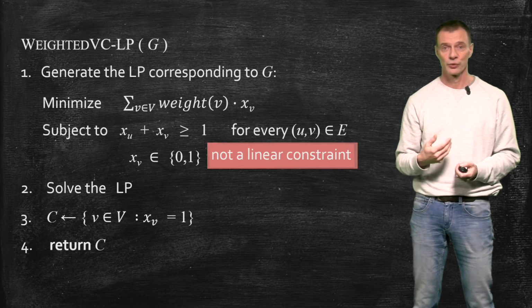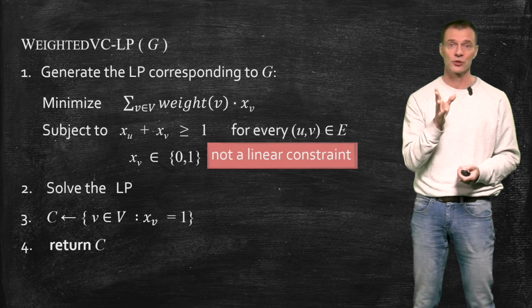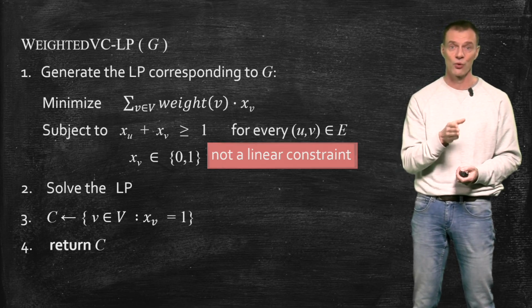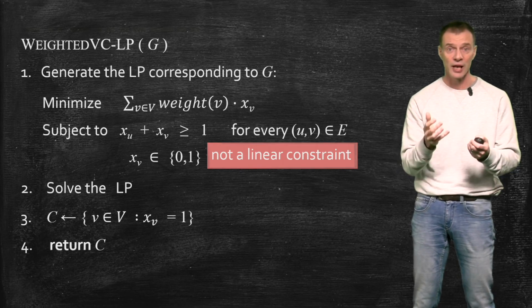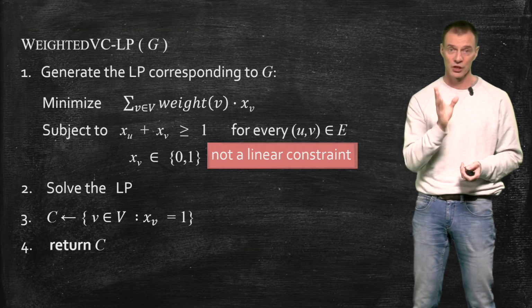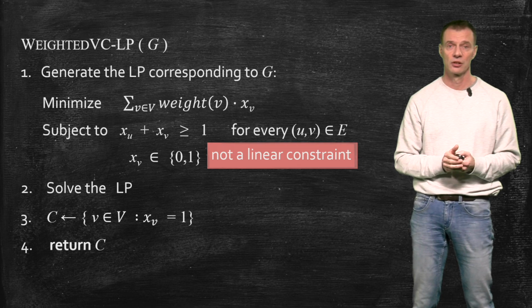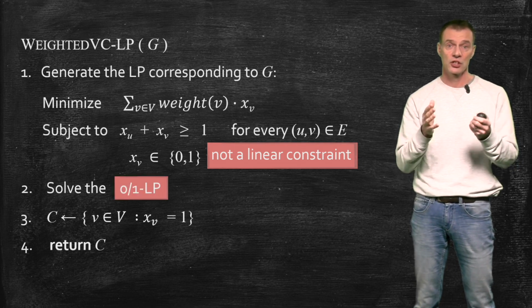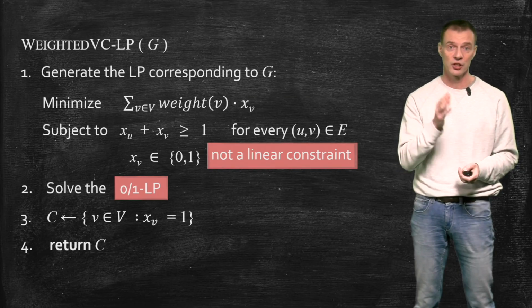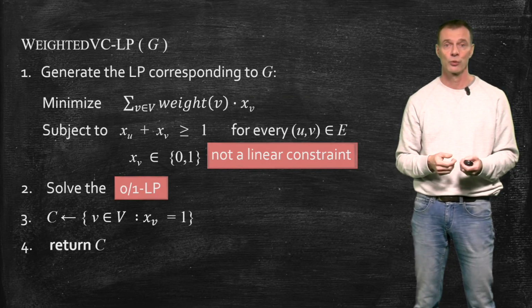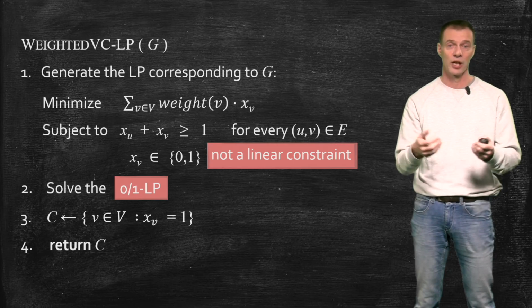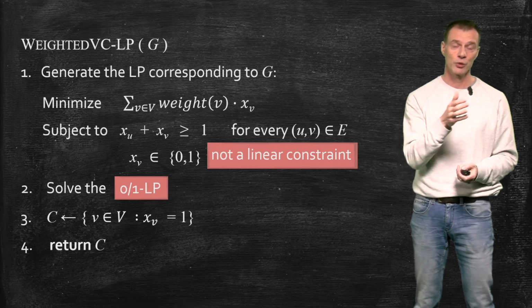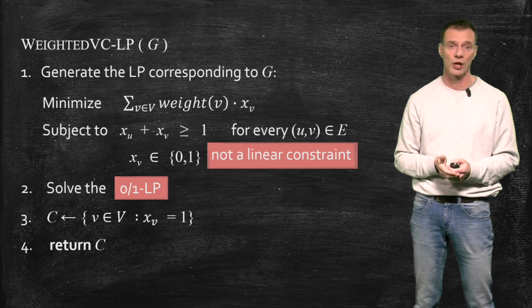Well, probably you already realized that this extra constraint, xv is 0 or xv is 1, is not allowed in an LP, right? Because this is an OR constraint. Well, what does it mean? It means that this is actually not just an LP, it's what is called a 0, 1 LP. In a normal LP, our variables can take on any values. Here, they have to be 0 or 1. So that's why it's a 0, 1 LP.